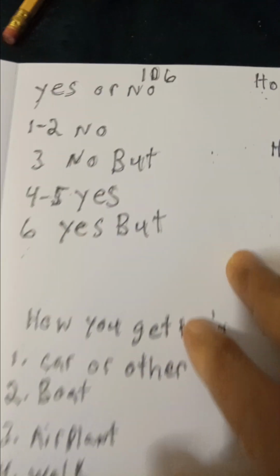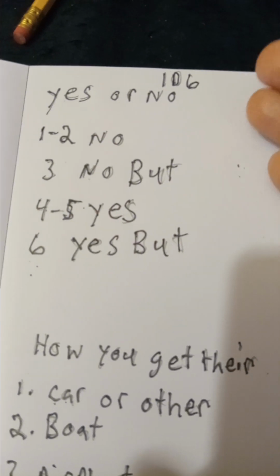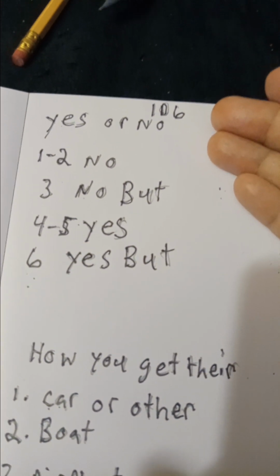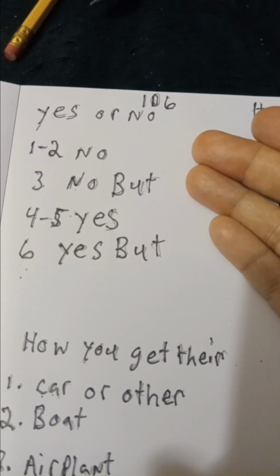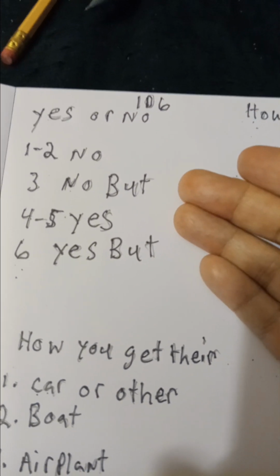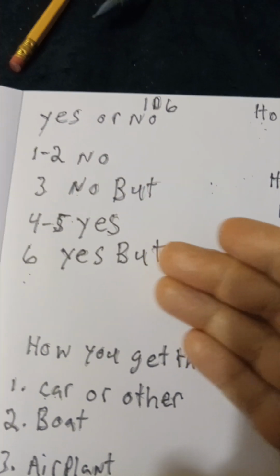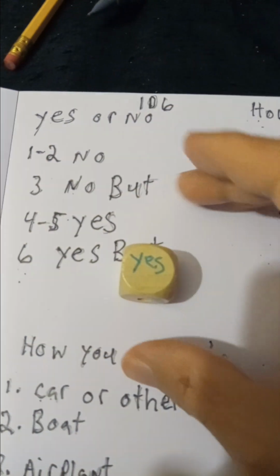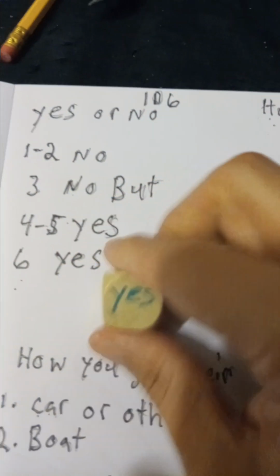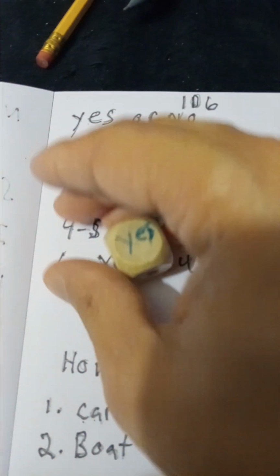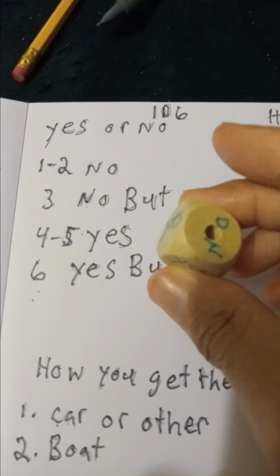Now, there's plenty of apps and videos on this, so I'm not going to go into depth. For yes or no questions, you can use Mythic the book, or this simple thing: use a 1d6. 1 to 2, no; 3, no but; 4 to 5, yes; or 6, yes but. Or you can have a dice that says yes on it, or no, and you just roll it.